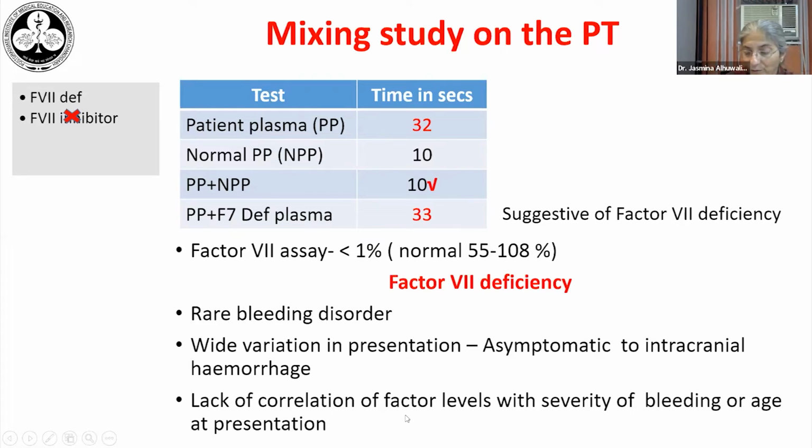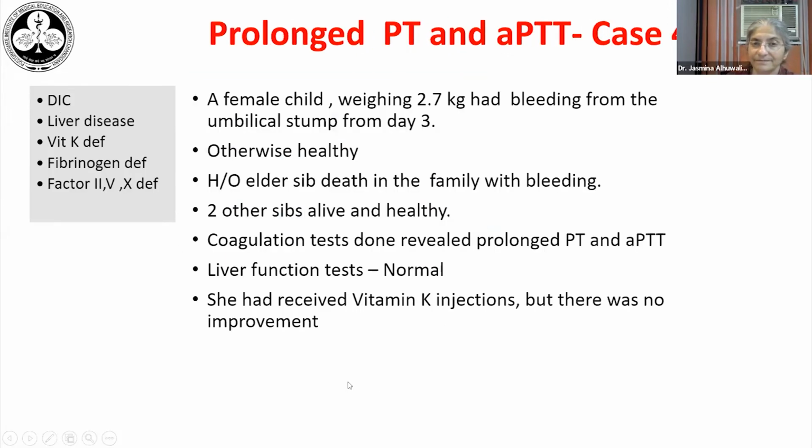There is a complete lack of correlation between factor levels and the severity of bleeding or the age at presentation. In hemophilia, low factor VIII is associated with severe bleeding, but in the rare bleeding disorders like factor VII, low factor VII levels may not be always associated with very severe bleeding or early presentation.